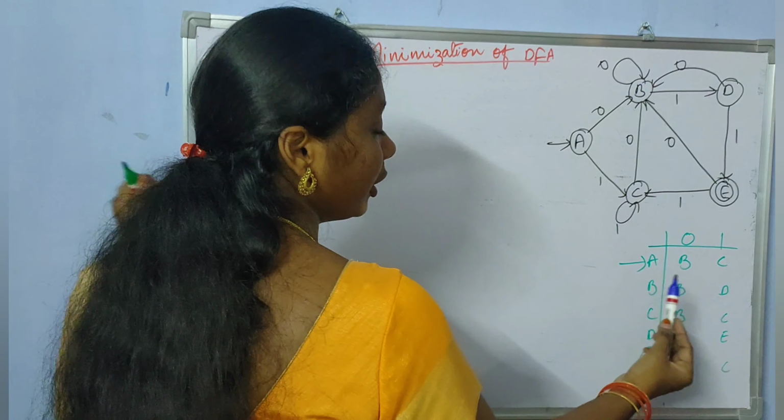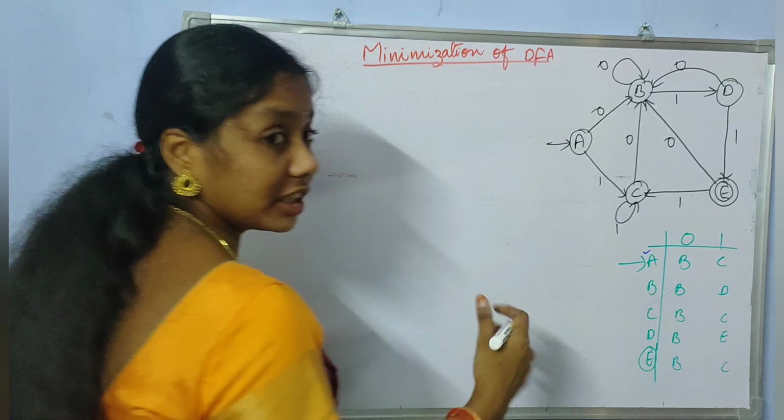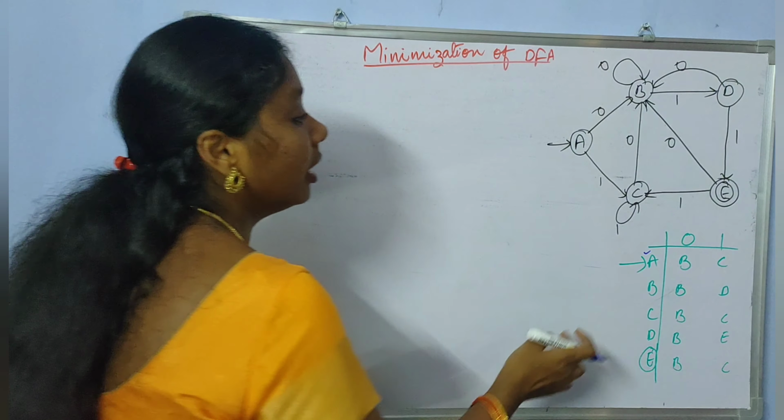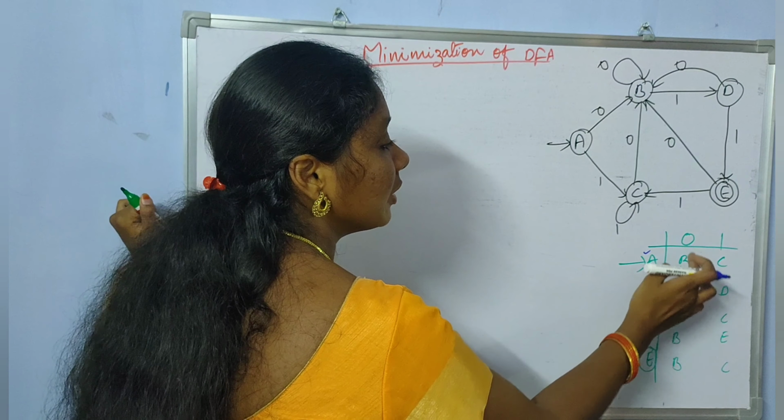Here we need to start with the starting state A, so let's mark this state as a reachable state because we are starting with A. From A with input 0 we reach B, so B is reachable. With input 1 we reach C, so C is also reachable. Coming to B, from B with input 0 we go to B, which is already marked, no need to mark it again. And from B with input 1 it goes to D, so let's mark D as a reachable state.